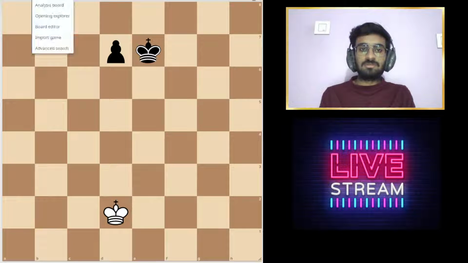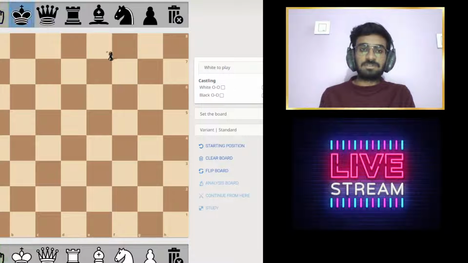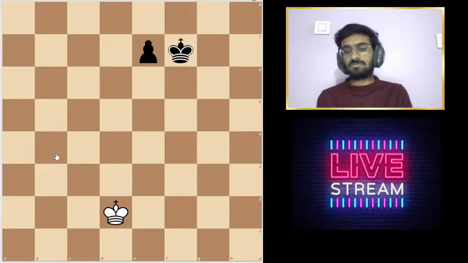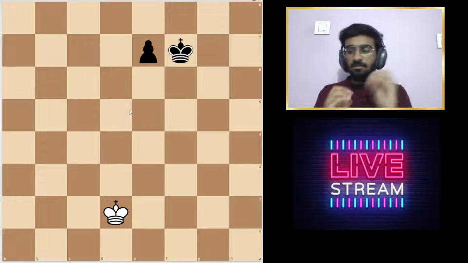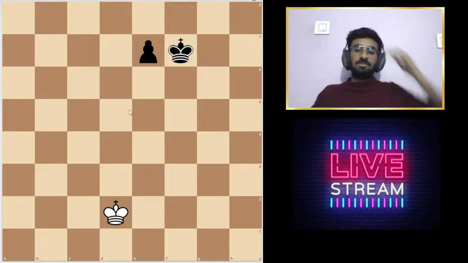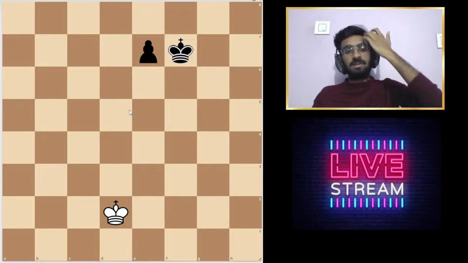Now again a more complicated position, we will see a more complicated one. White king is here and I will put the black king here. Now there is only one move that can draw the game. White to play and draw. What can you do? Think. It's white to move and draw the game.